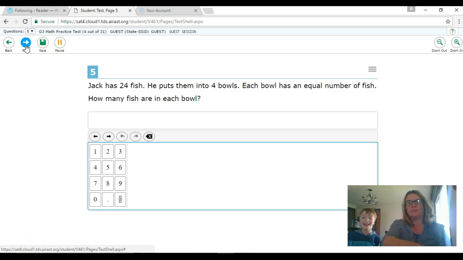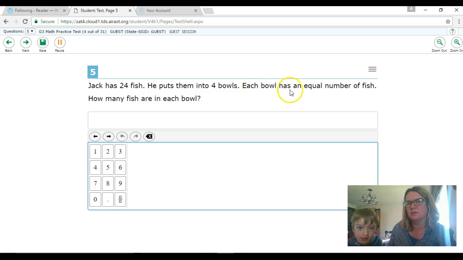Hello, I am Dustin. The cat has 24 fish. He puts them into 4 bowls. Each bowl has an equal number of fish. How many fish are in each bowl?